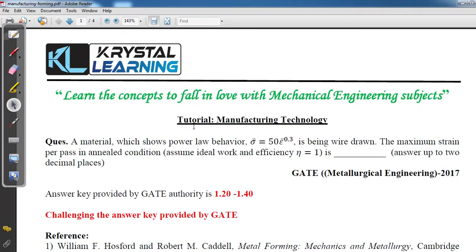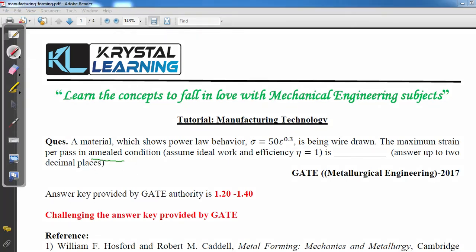So let's see the question. This question came in Manufacturing Process, GATE Metallurgical Engineering 2017. The question says: a material which shows power law behavior, sigma bar equal to 50 times epsilon bar to the power 0.3, is being wire drawn. The maximum strain per pass in annealed condition, assuming ideal work and efficiency eta equal to 1, is. Here it is asking the maximum strain per pass in the annealed condition, the bone of contention.